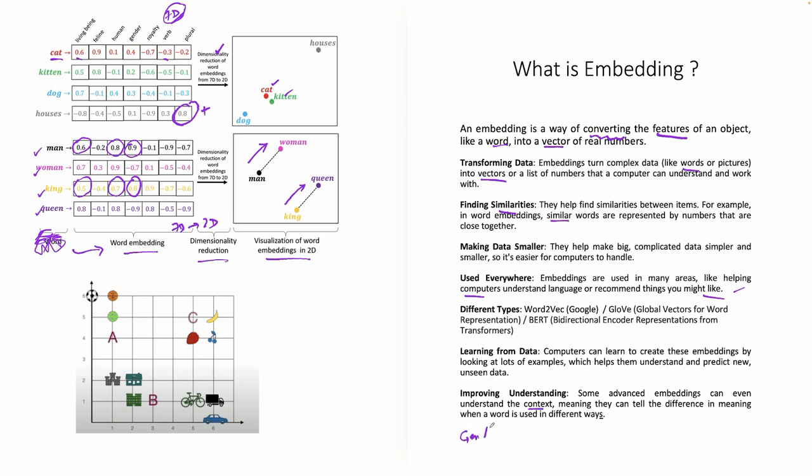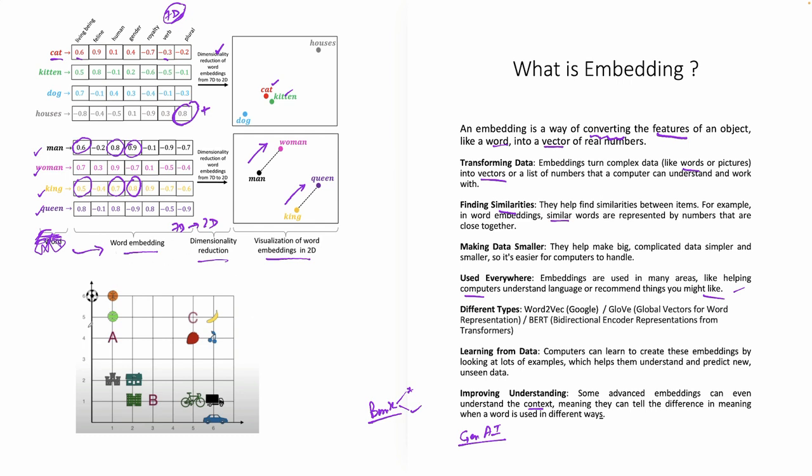And yes, some advanced embeddings can even understand the context, because that's the backbone of Gen AI systems, because we learned about bank, right? We said bank of a river and money in the bank. So it's the same word but in a different context, or a different meaning, right? So these advanced embeddings can help understand the context, meaning they can tell the difference in the meaning when a word is used in different ways. As I gave you the example, bank of a river and money in the bank, right?